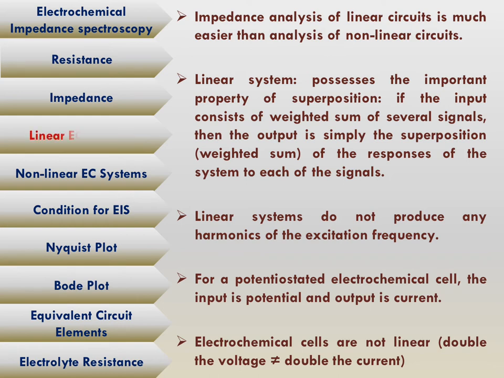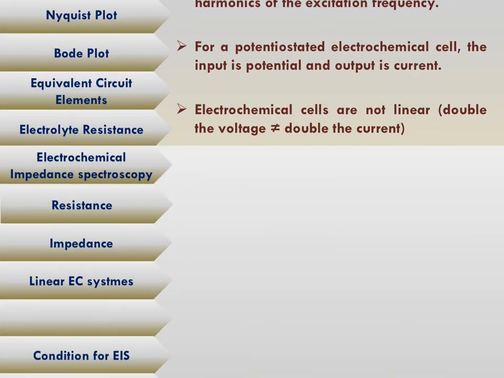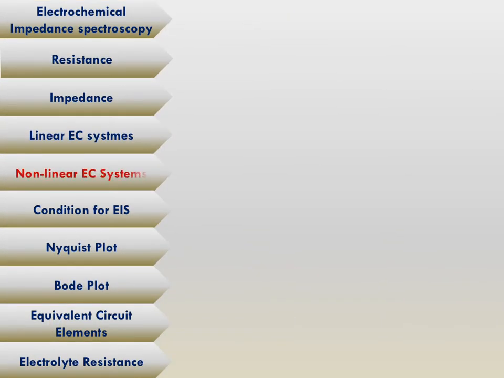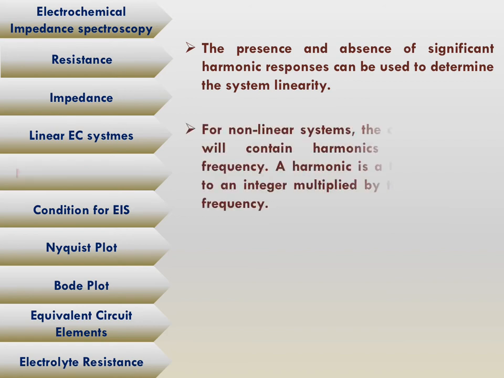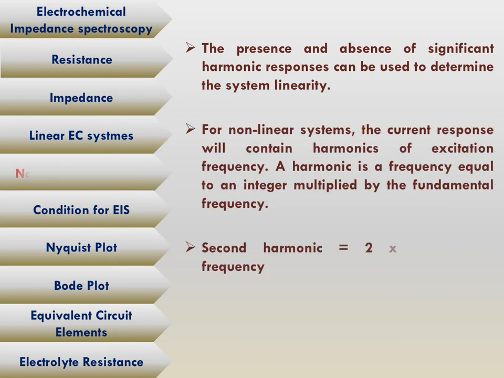Most electrochemical cells are not linear. For example, if we double the voltage, we cannot expect the current to also double. At small AC signals, for example 1 to 10 millivolts, the electrochemical systems show a pseudo-linear behavior.